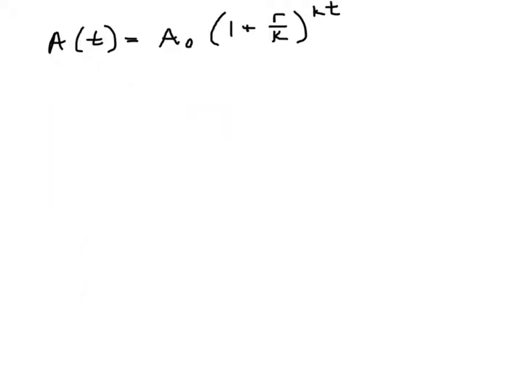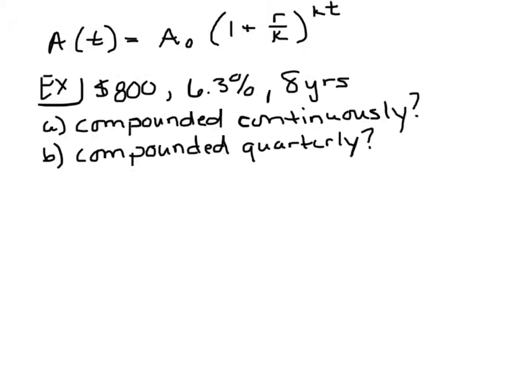Of course, A equals Pe to the rt only works for continuously compounded interest. If we have something that's compounded on discrete intervals, like monthly or quarterly or even by the minute, then we need to use this equation. A of t is equal to A naught times 1 plus r over k to the kt. So let's look at how this works.